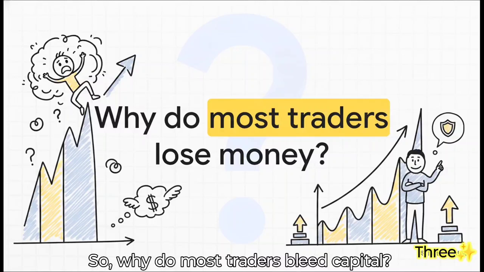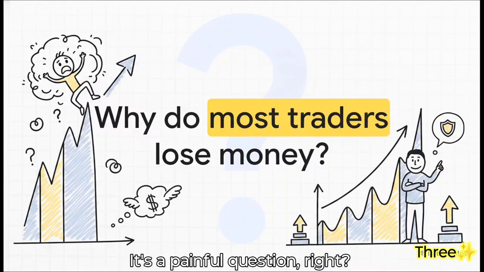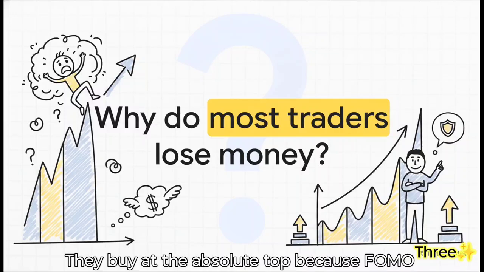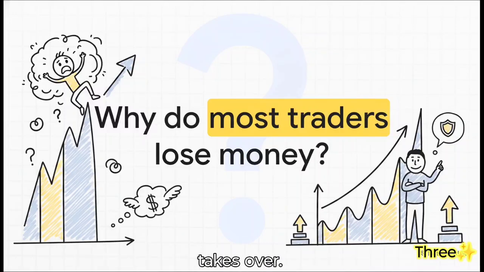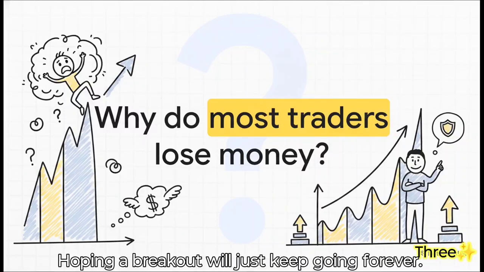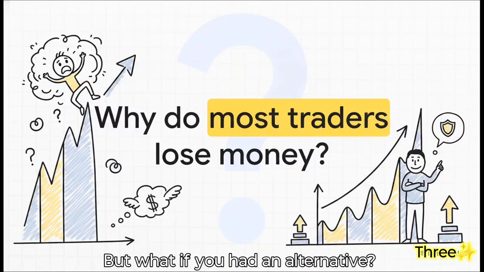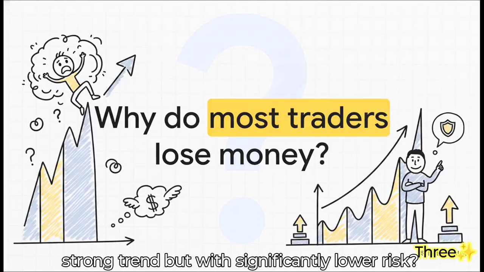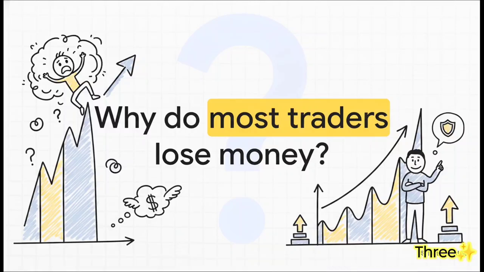So why do most traders bleed capital? It's a painful question, right? But the answer is incredibly straightforward. They buy at the absolute top because FOMO takes over, hoping a breakout will just keep going forever. But what if you had an alternative? What if you could actually buy into that same strong trend, but with significantly lower risk? That is the absolute magic of trading pullbacks.